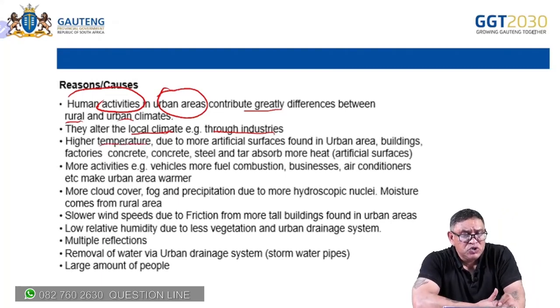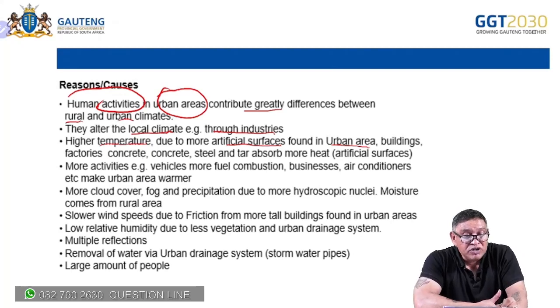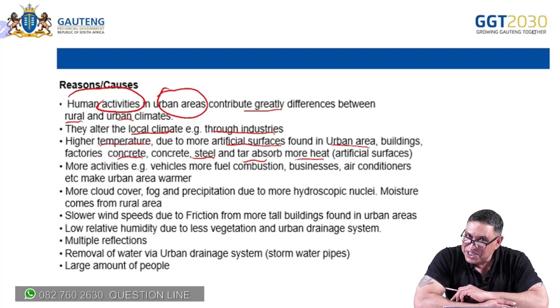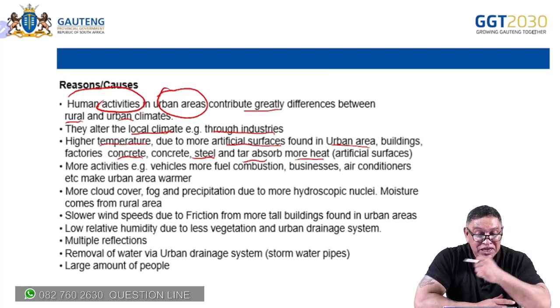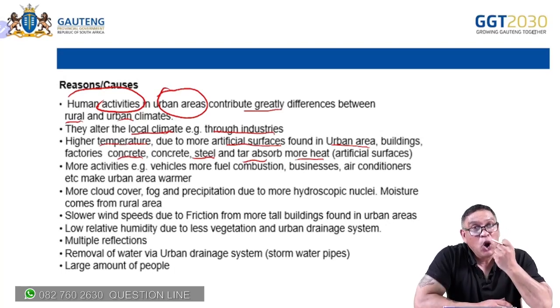Higher temperatures are due to artificial surfaces found in the urban areas. And again, I'm emphasizing it: concrete, steel, I like the word concrete, I said it twice there, tar, absorb more heat. All these artificial surfaces absorb more heat. On a hot day, learners, if it's 40 degrees and you take off your shoe and walk on that tar, I don't want you to do that. It's hot. You can even fry an egg on it. So it absorbs a lot of heat.